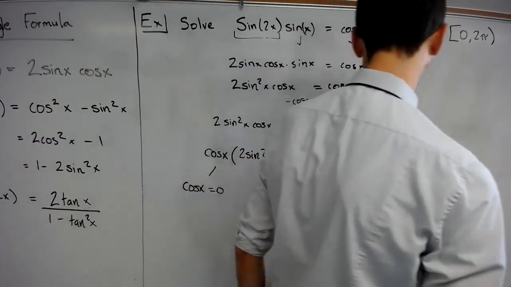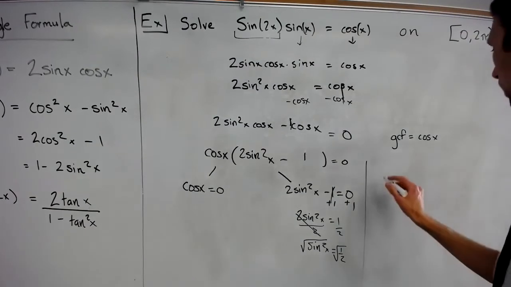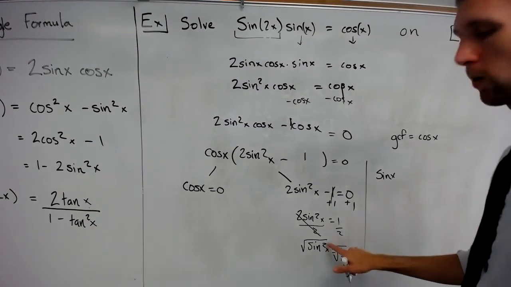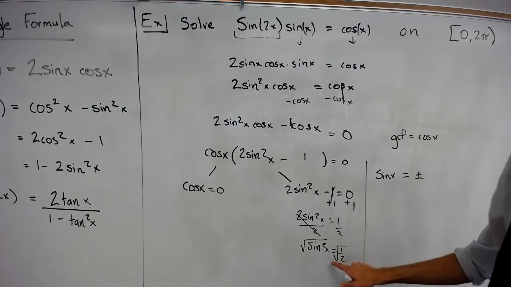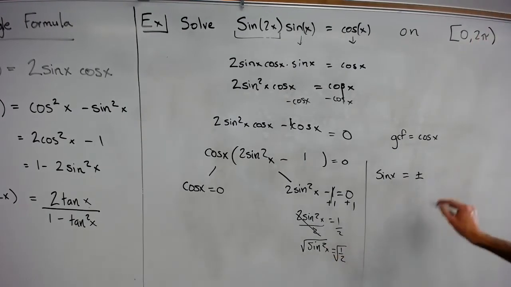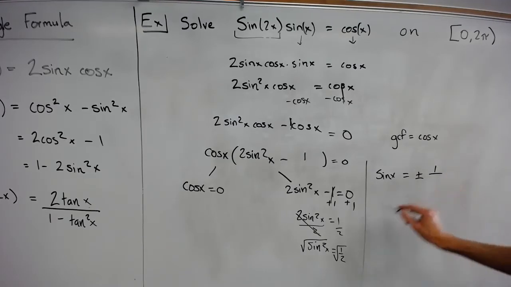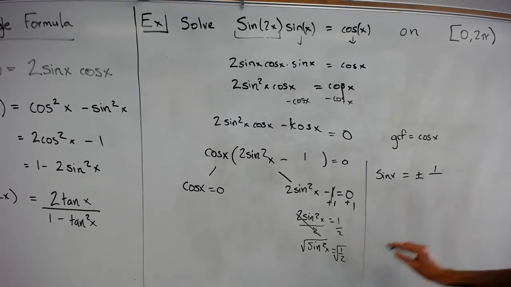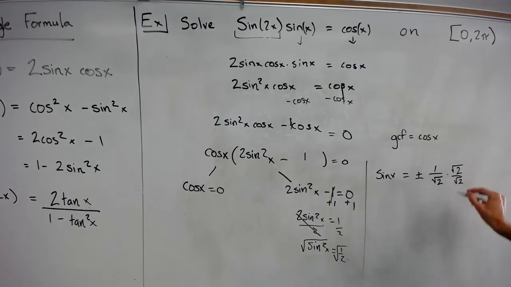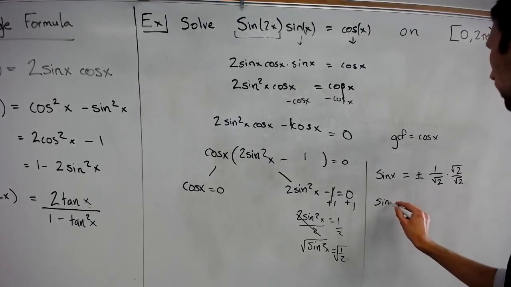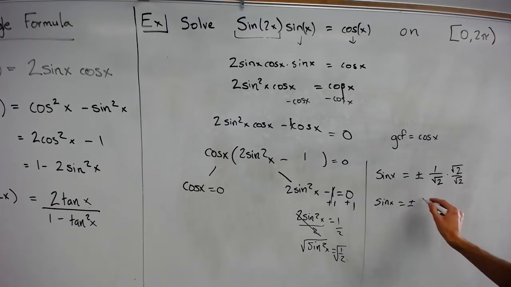Running out of board space. Let's go over here. Sine of x, square root of sine squared. The square root and the square undo each other. Left with sine of x equals. Don't forget, when you take a square root in an equation, you put a plus or minus on the number side. Square root of 1 is 1. Square root of 2 is just going to be root 2, so that stays the same. And let's rationalize it. Why not? Multiply top and bottom by root 2, 2 over 2. And what do we get? We get sine of x equals plus or minus root 2 over 2.